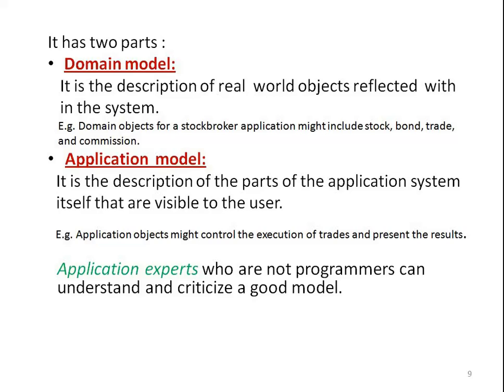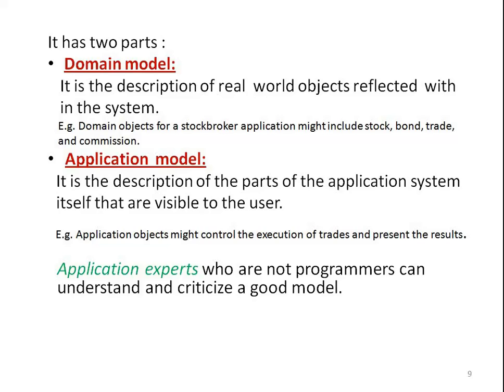It has two parts: one is the application model and another is the domain model. Domain model means a description of real-world objects reflected within the system. For example, a stockbroker application might include various objects, that is stock, bond, trade and communication. The application model is the description of parts of the application system itself that are visible to the user. So an application object might control the execution of trades and present the results.